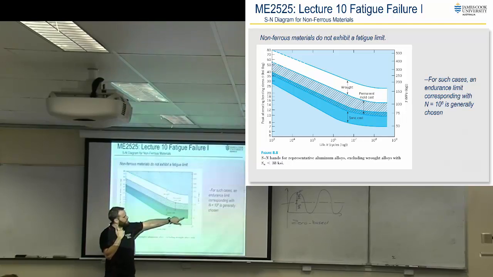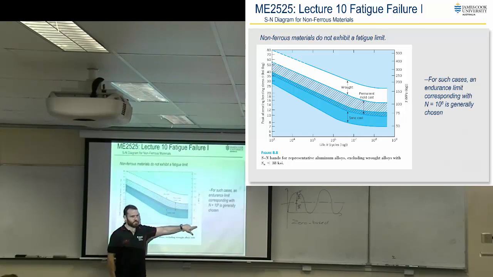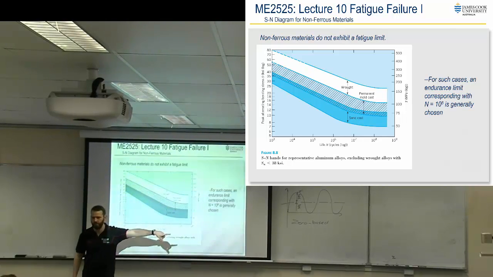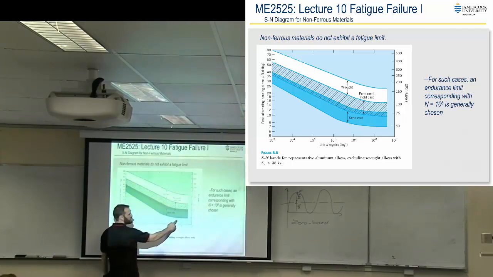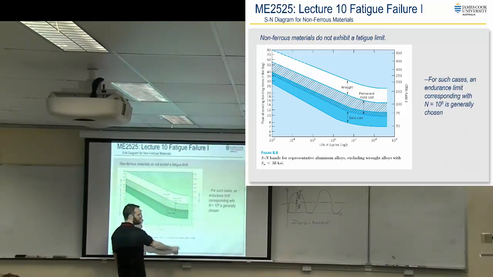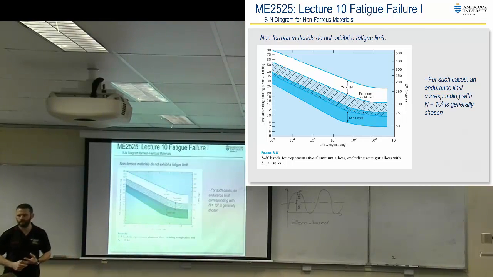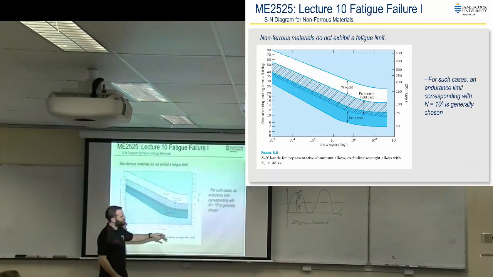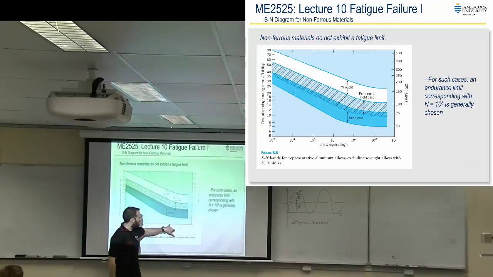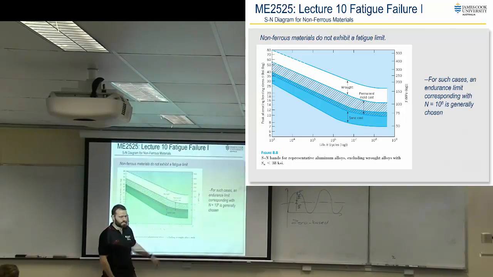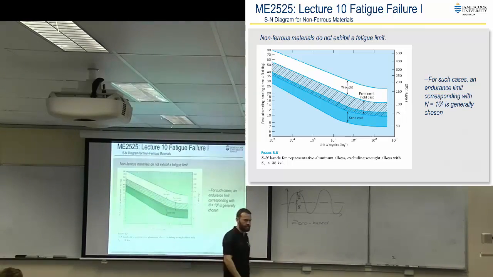Now it does tend to plateau off. It's still going down, but this is a log scale, so this is a lot of cycles per section from then on. And it's going reasonably horizontal at 10 to the 8, so we generally use 10 to the 8 as our design criteria for aluminium. It requires a lot more testing, obviously, but if you have SN calculated at 10 to the 8, so that would just be the S value at 10 to the 8, that's what we use in our fatigue calculations.